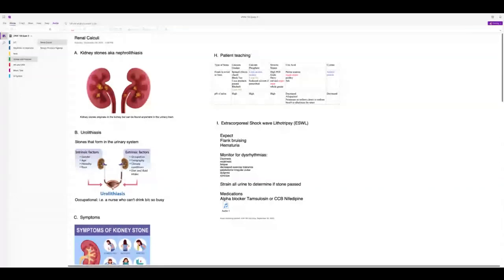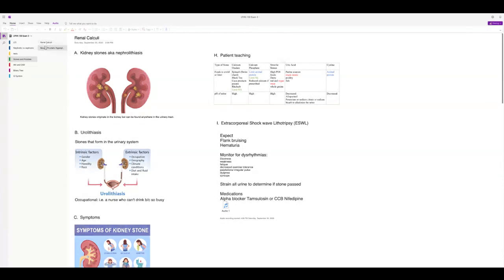Then this extracorporeal shockwave lithotripsy, that's like shockwave to break the stones up. Okay, so after the procedure, you're going to expect flank bruising and hematuria. Monitor for dysrhythmias because they do use shock waves and the patient can get a dysrhythmia. So monitor for syncope, dizziness, palpitations. If the patient complains of a racing heart, watch for that. Strain all urine to determine if the stone passed. And they may be put on medications like an alpha blocker like tamsulosin or a calcium channel blocker like nifedipine.